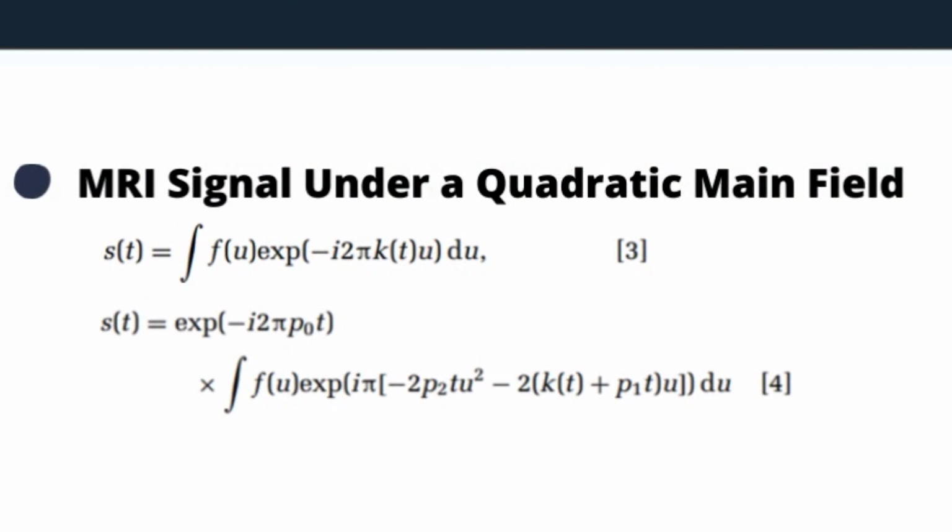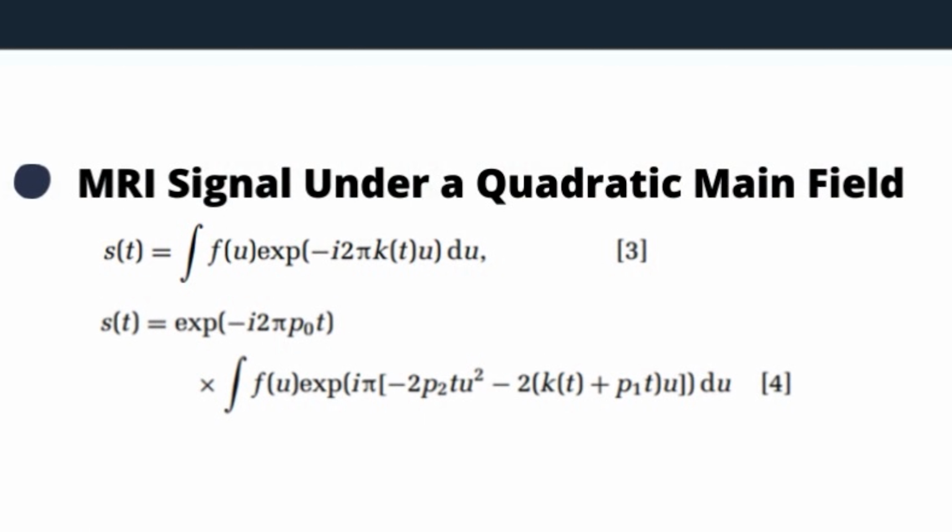For the MRI signal under a quadratic main field: the MR signal in a perfectly uniform B0 field, ignoring T1 and T2 relaxations, and after demodulation at the Larmor frequency omega 0, gives equation 3. Whenever there is an inhomogeneous field as a function of space, the magnetization is modulated by a time-dependent phase. It will become equation 4.